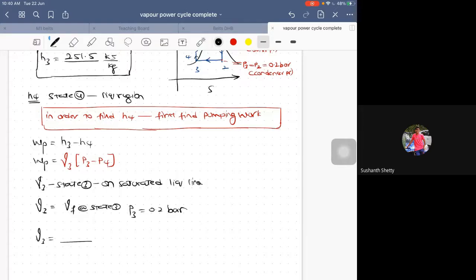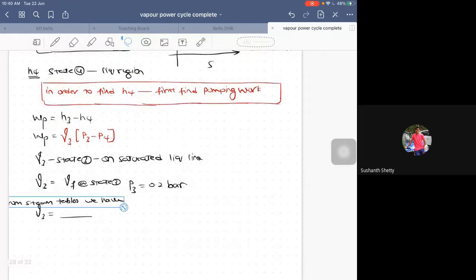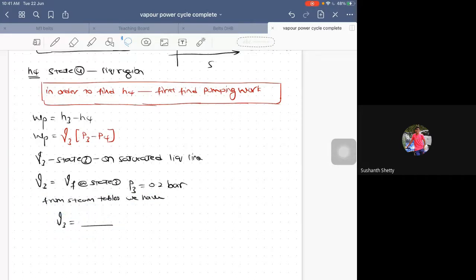So from steam tables you have 0.001017 meter cube per kg. Is that the value, right? Yes. Okay. Now, remember, it is meter cube per kg.